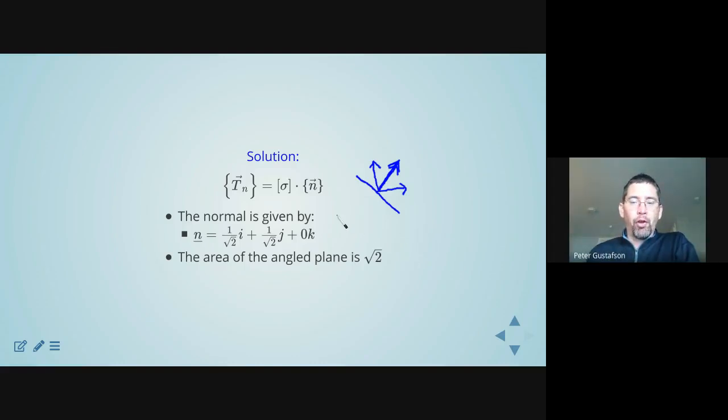Now, it's worth also noting that the area of this planar surface is going to be the square root of 2. So it's going to be a larger surface area than when we had the surface that was straight vertical, which was of magnitude 1. We can see that this one is larger, and it turns out that in magnitude, it has a value square root of 2.